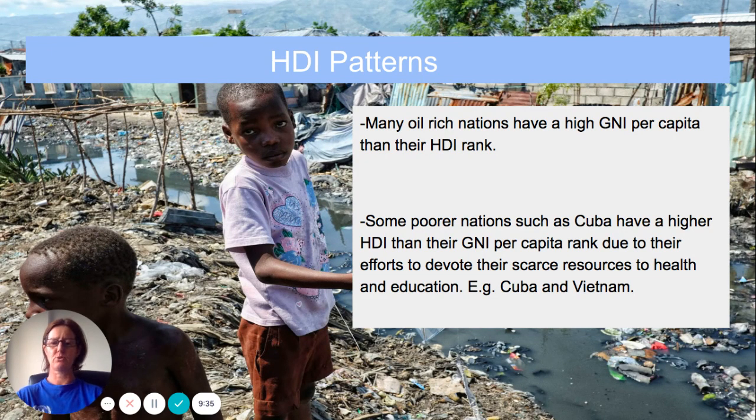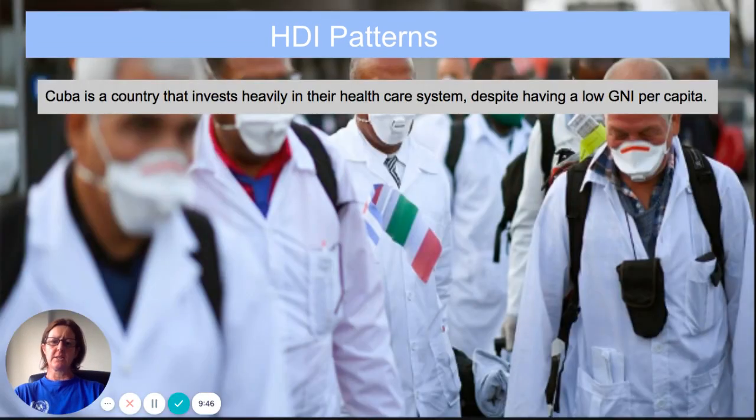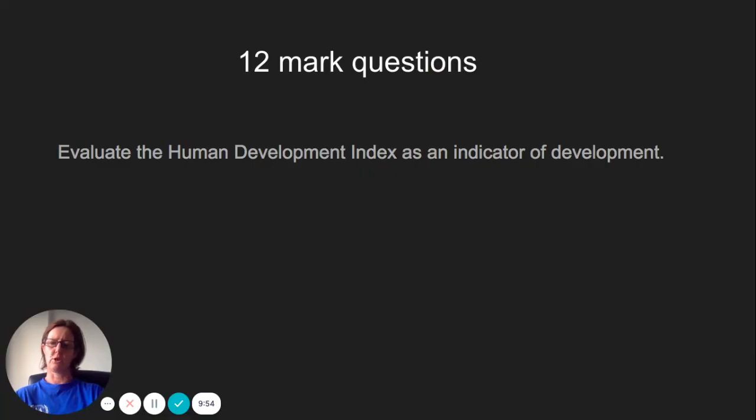So a lot of these scarce resources go into health and education, but particularly health if I'm talking about Cuba, but then I might look at health and education if I'm mentioning Vietnam as well, all right? So as I said, Cuba is a country that invests heavily in their healthcare system. They may have a very low GNI per capita. So I do have some anomalies here.